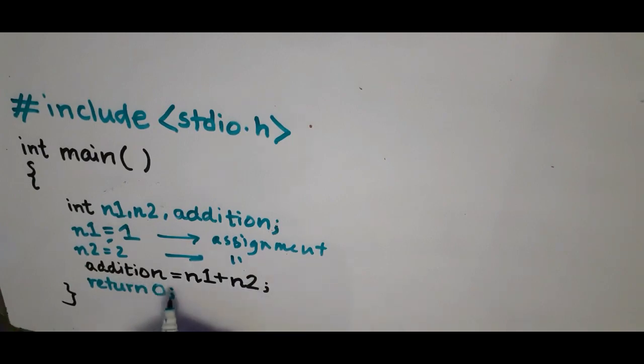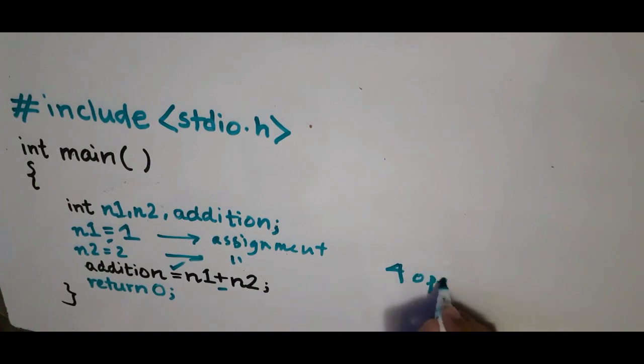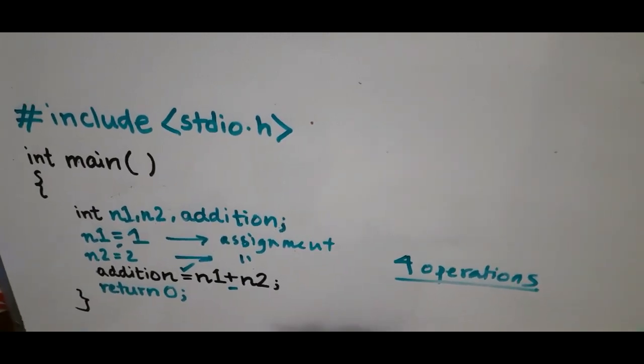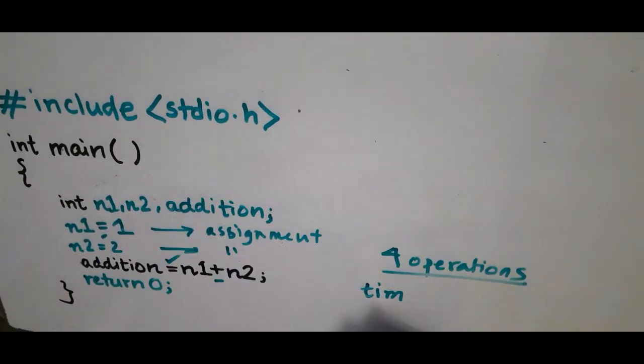Then we have this addition equals to n1 plus n2. So here we have an addition operation, and here we have this assignment operation. So altogether, in total, there are four operations in this code. So now the question is, what will be the time complexity of this code?